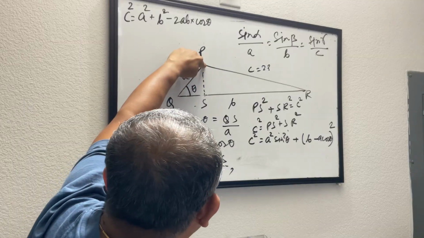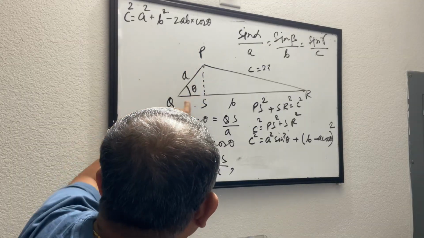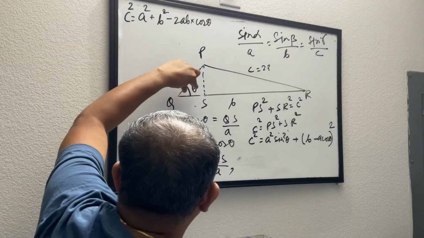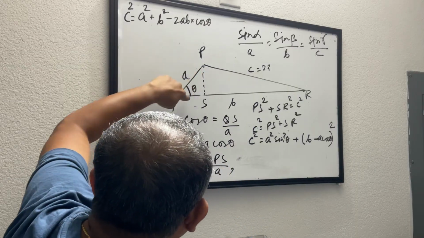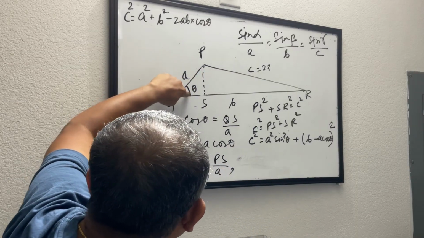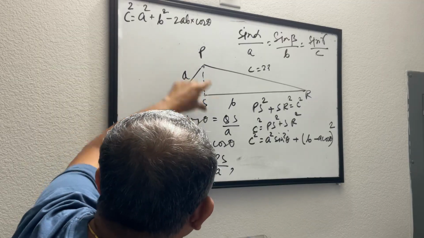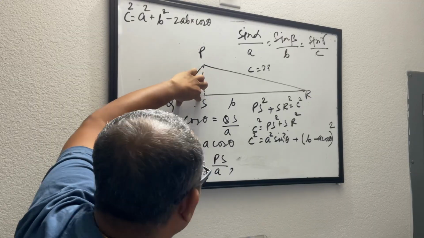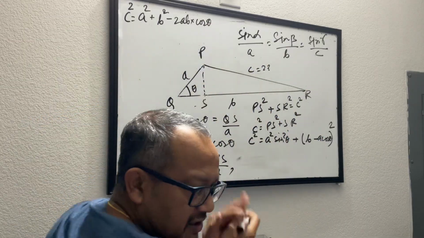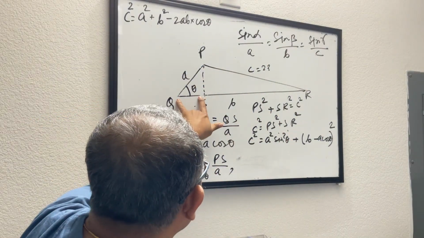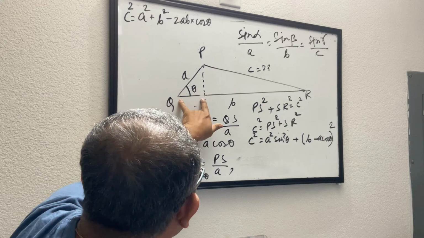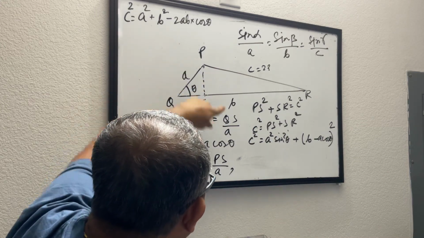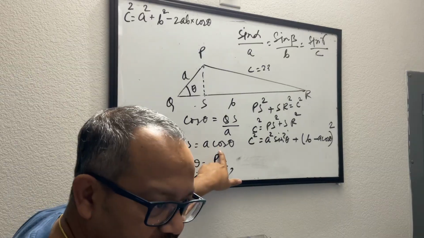We dropped a perpendicular from here to here. This became a right angle triangle, and this became a right angle triangle too. But from this right angle triangle, what is the cos of theta? Cos of theta is adjacent side by hypotenuse, which is QS by A. QS is part of the whole B, but we'll fill it out. So QS by A equals cos of theta, so QS equals A cos theta.